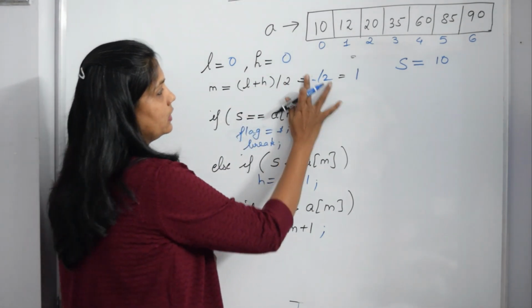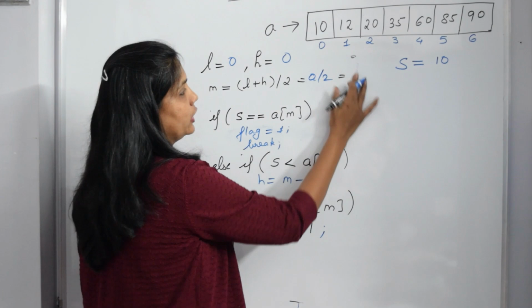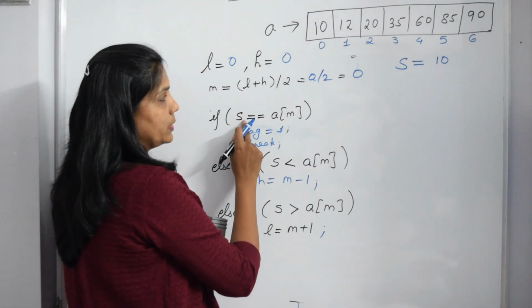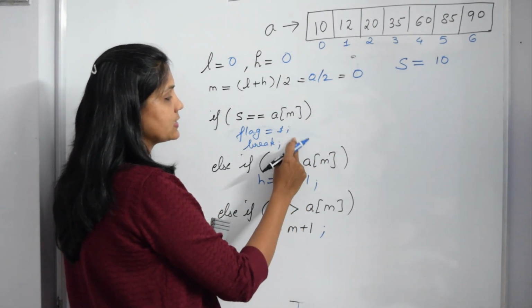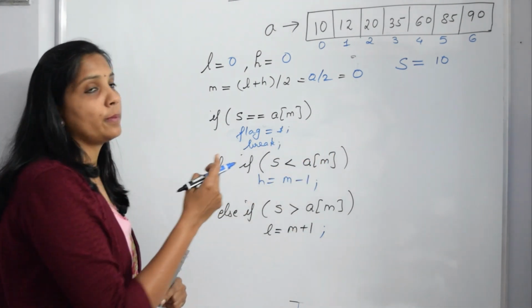Now again we'll come here. 0 plus 0, 0 divided by 2 gives you 0. Element to be searched, is it equal to the element at m? True. Yes. Flag is 1. You have to stop iterating.